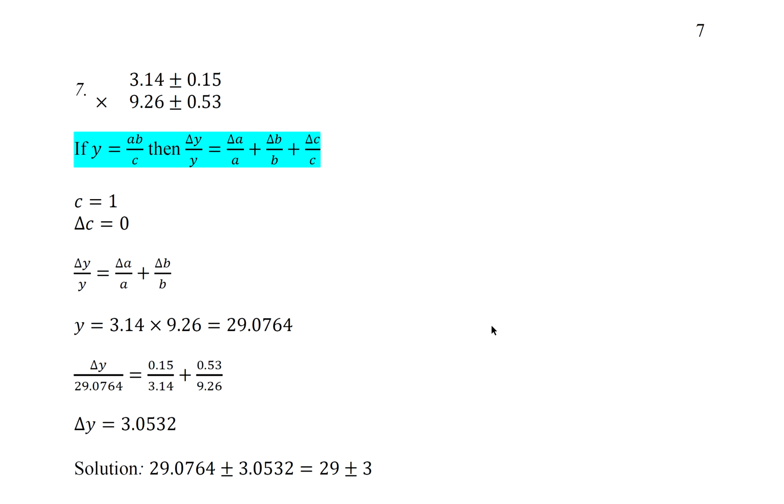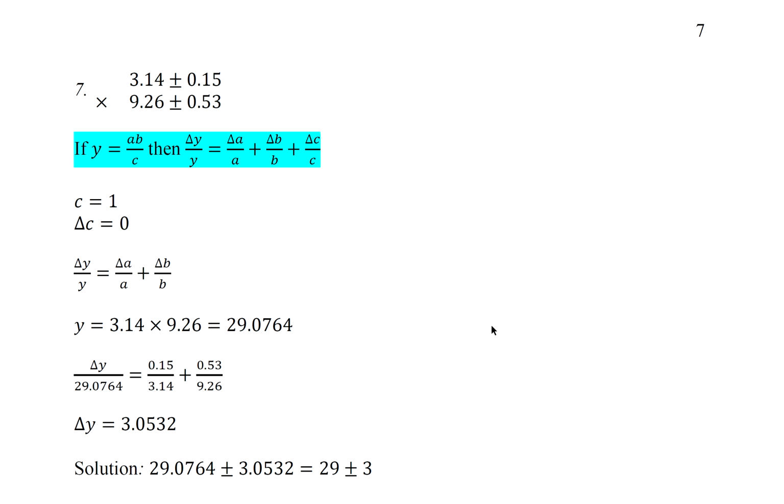Question 7, this is where things get tough. We are multiplying uncertainties, okay? So look at the equation in yellow. If y equals ab over c, then delta y over y equals delta a over a plus delta b over b plus delta c over c.